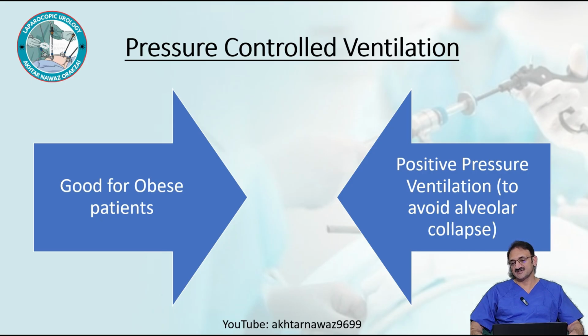positive pressure ventilation is performed to avoid any alveolar collapse. So there is no ventilation perfusion mismatch. As we all know, pressure on the diaphragm can lead to compression of the alveoli. So that area is perfused, but it is not ventilated. So for that, the anesthetist can use positive pressure ventilation.